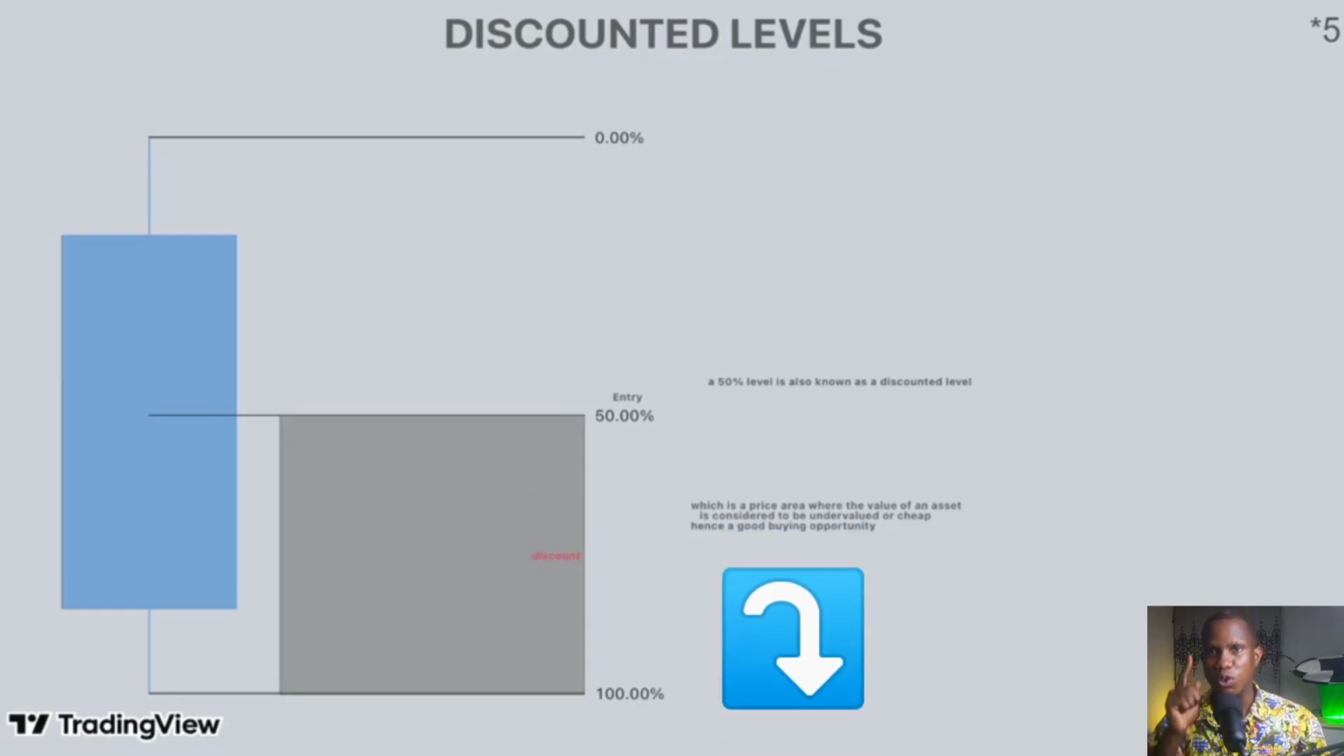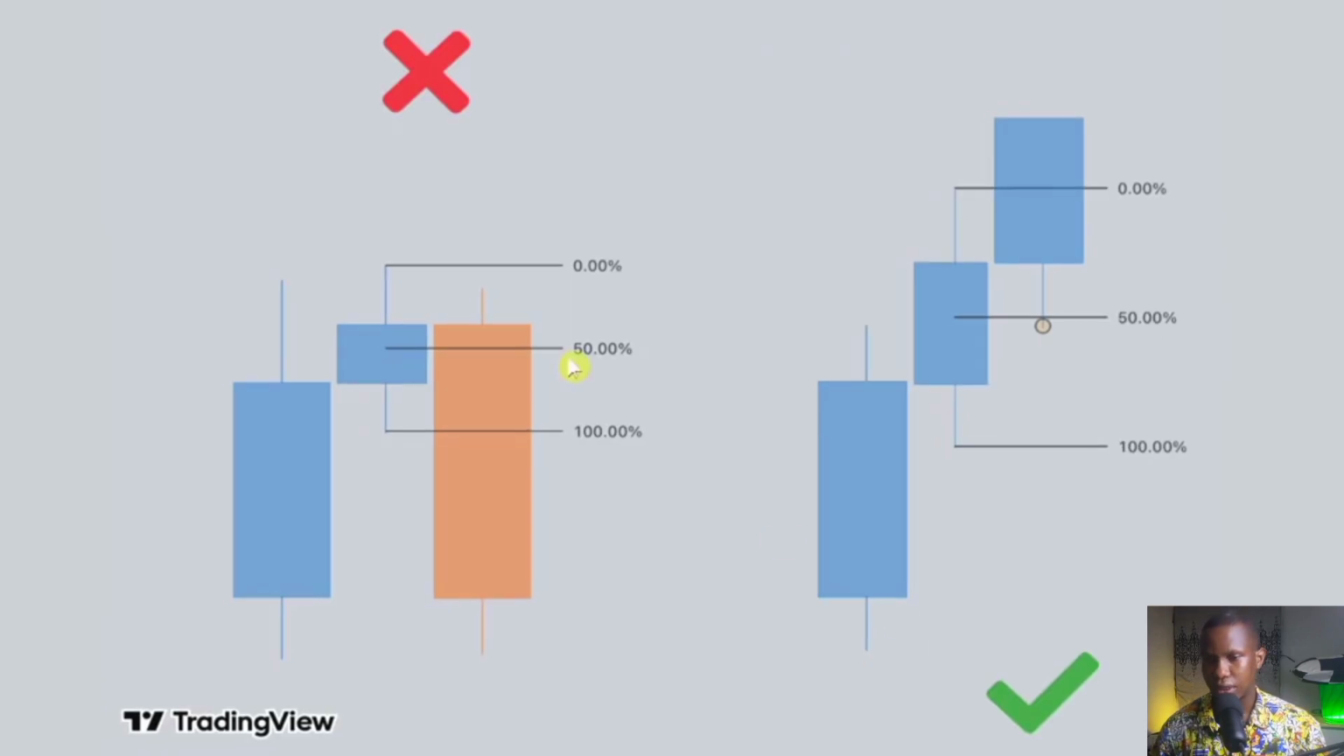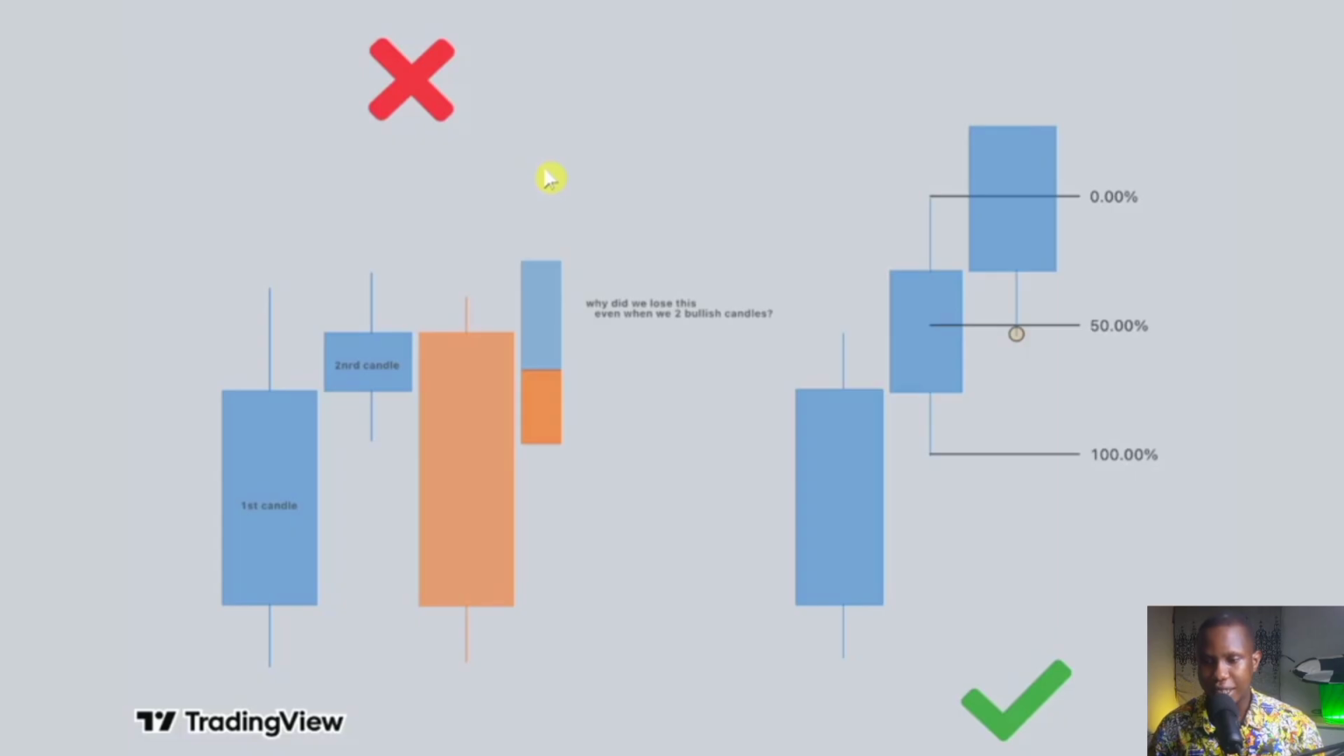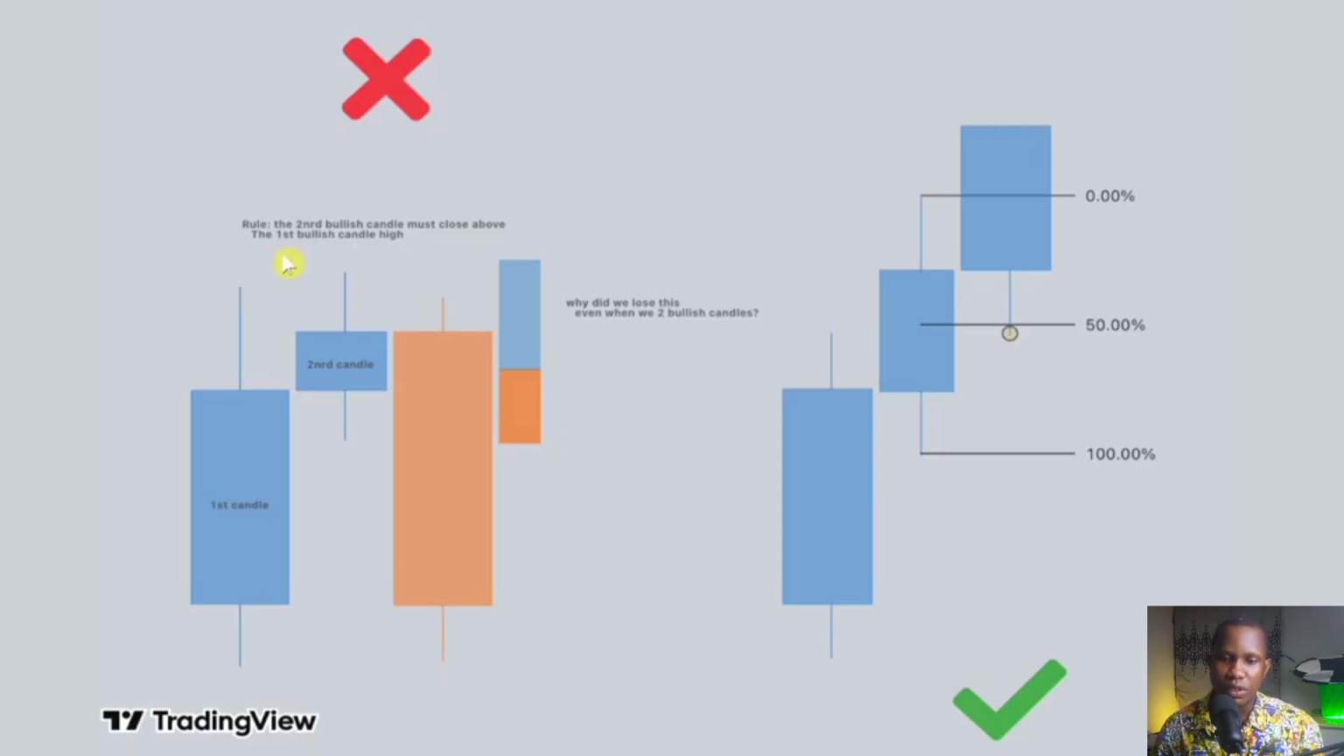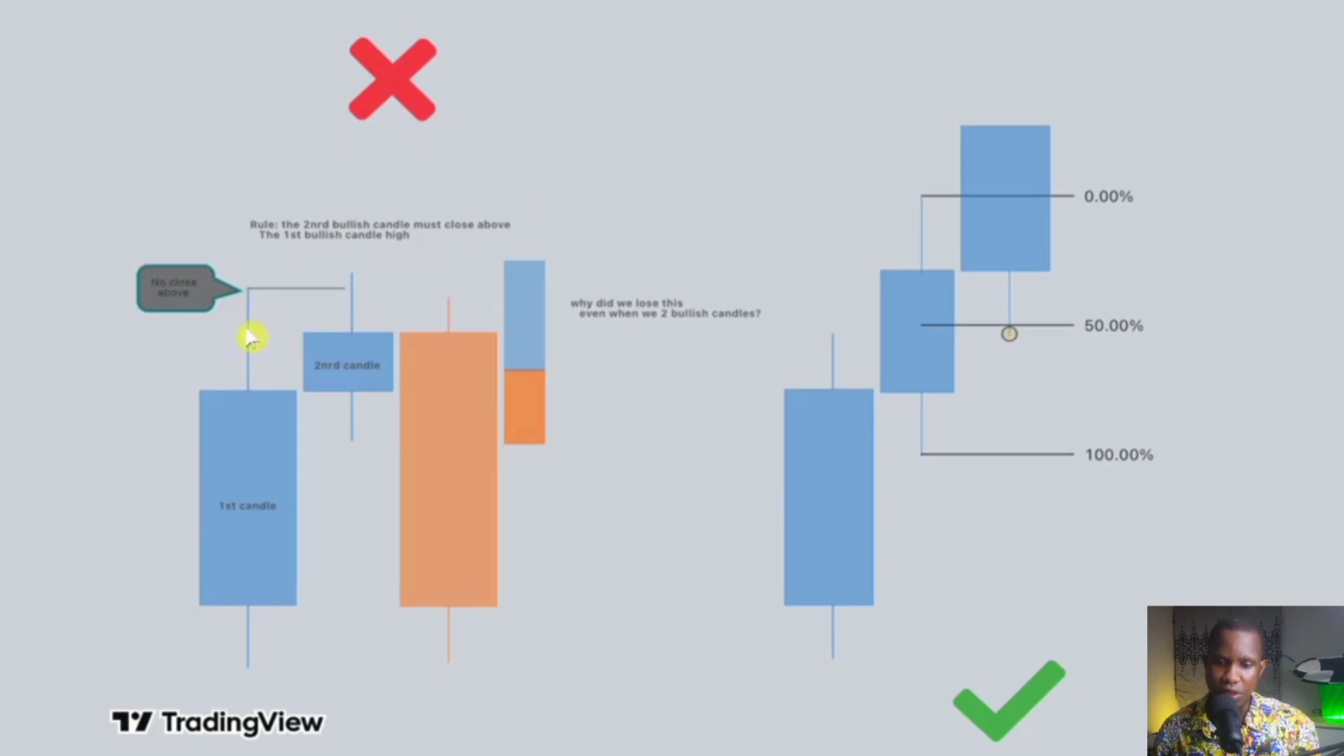Comment below, when you go to the market, don't you always want to buy at the cheapest price possible? As well, the institutions want to buy at the cheapest level in the market. Look at these two examples. This trading setup is wrong and this trading setup is right. So why did we lose this trade even when we had two bullish candles? That's because of this rule now. The second bullish candle must close above the first bullish candle's high before the third candle can be a bullish candle. Can you see there wasn't a close above this candle?